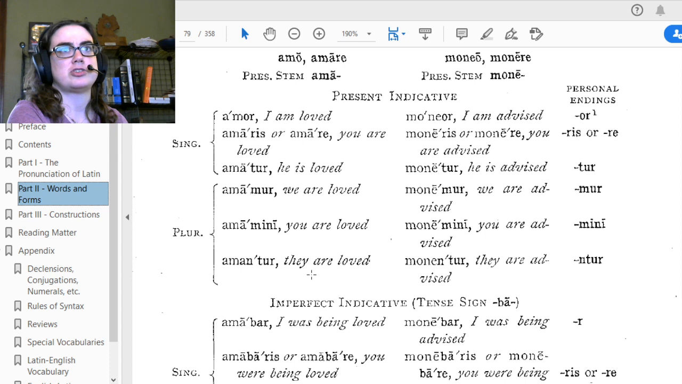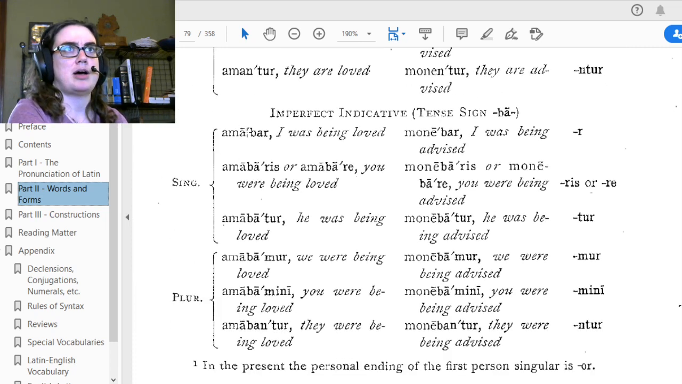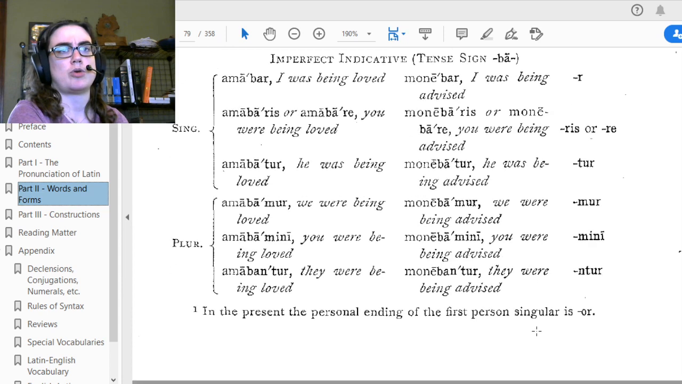So amantur, they are loved. Moneris, you are advised. And then with the imperfect, ama stem, mone stem, ba marker for the imperfect, and then the passive endings. Amabatur, he was being loved. Monebantur, they were being advised.